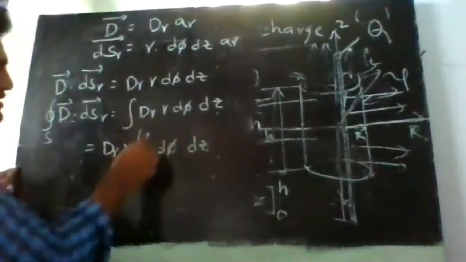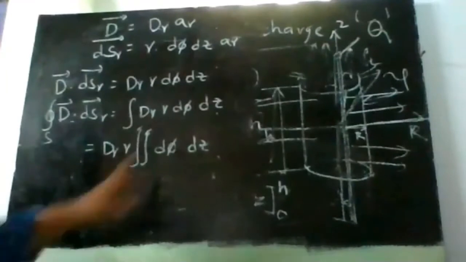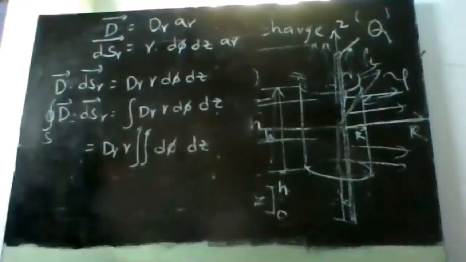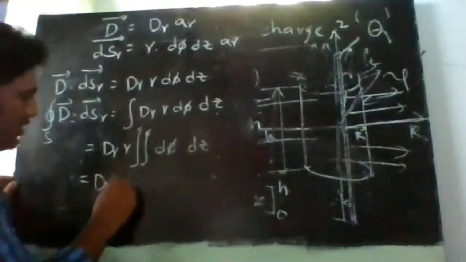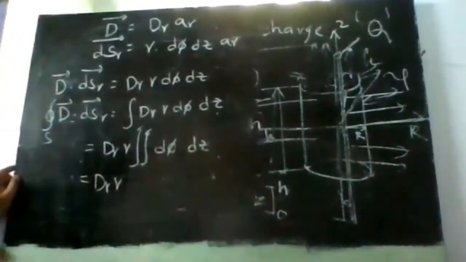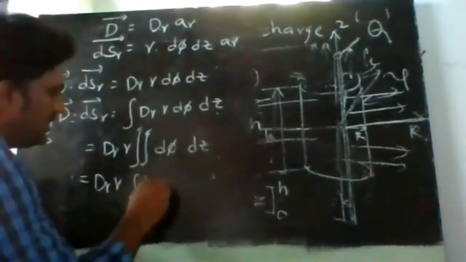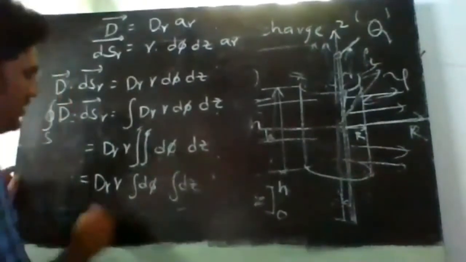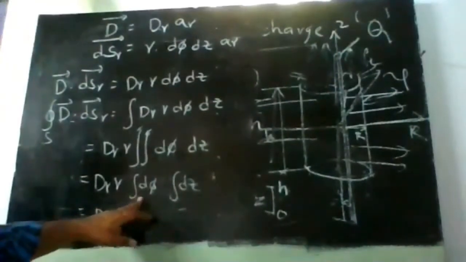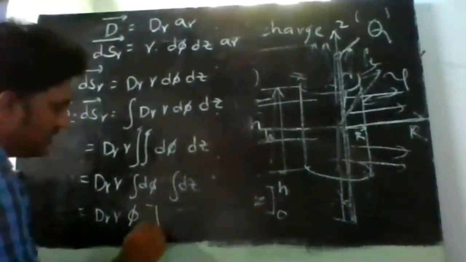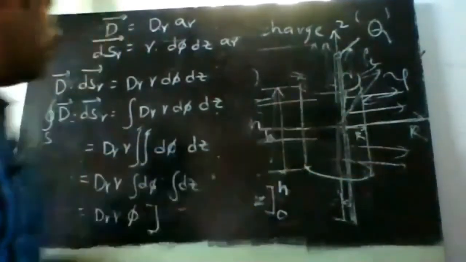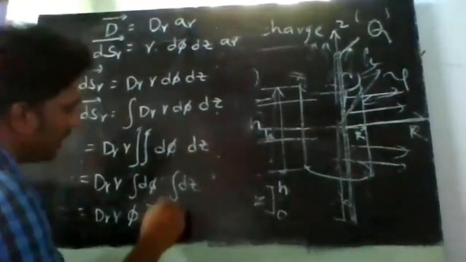Because it's a surface integral, we need to take a double integral. There are two integrations that we need to do: one with respect to phi, other with respect to z. So this is equal to D_r r into the integral of d phi, integral of dz. The integral of d phi is phi, and what are the limits of phi? From 0 to 2 pi.